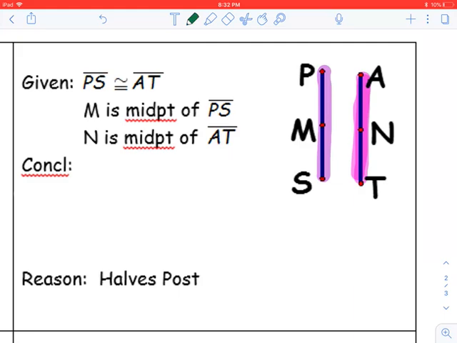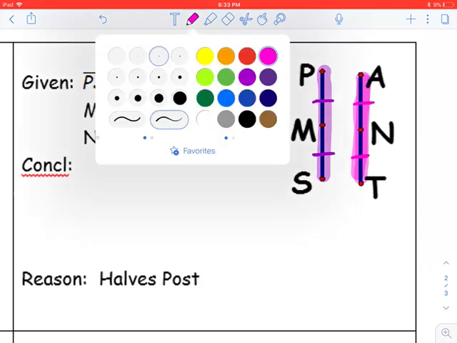So what we have here, for our PS one, is that M is the midpoint of PS. So if M is the midpoint here, that means that these two parts are congruent to each other. And then if N is the midpoint of AT, then those two parts are congruent. Well, we already said that the two segments as a whole are congruent. So if they're congruent and they both have a midpoint, then all of their parts are also congruent.